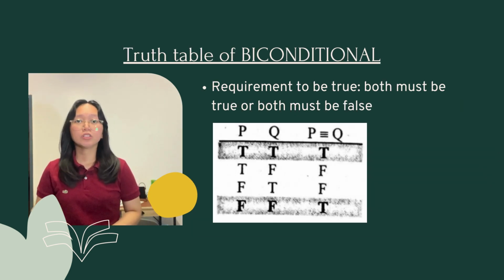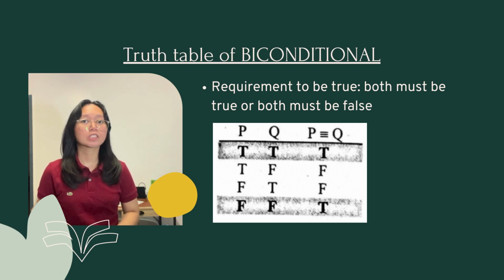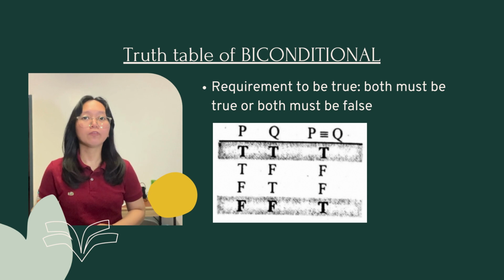Now, for the biconditional, the truth table for it is shown on your screens. If you have noticed from the shaded regions, the requirement for the biconditional truth table to be true is that both P and Q must be true. Another way for it to be true is when both P and Q are false.